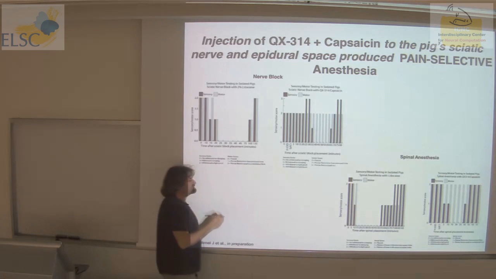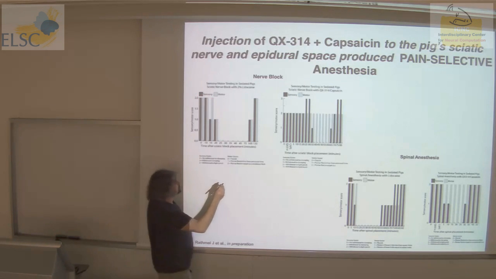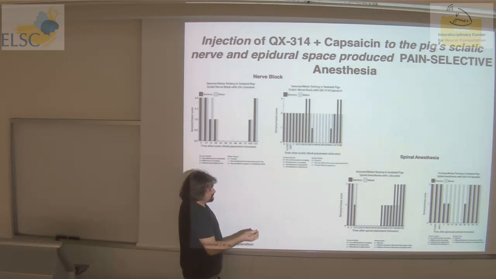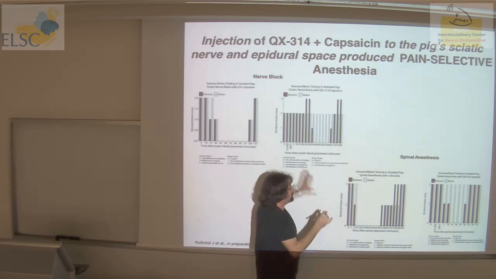So application of capsaicin QX works similarly, both when we apply it nearby the nerve, using nerve block, as you can see here. Lidocaine blocks everything. This is the sensory pain block and motor block. 2 is normal, 0 is blocked. So when we apply lidocaine, everything was blocked. When we apply capsaicin QX, the pain was blocked, but the motor activity remains intact. Okay? And when we produce spinal anesthesia with the same combination, it was exactly the same effect.